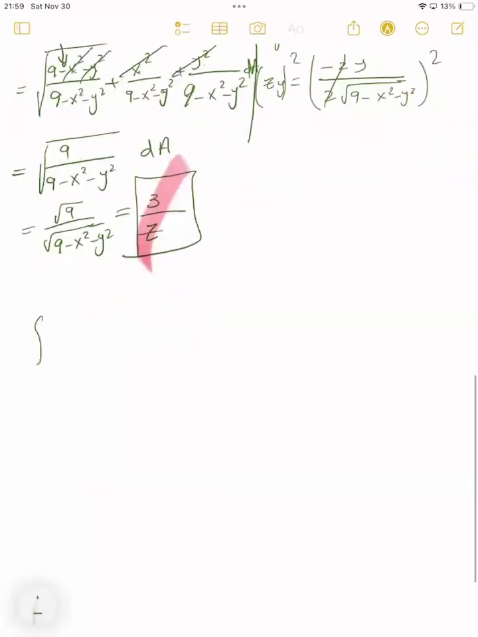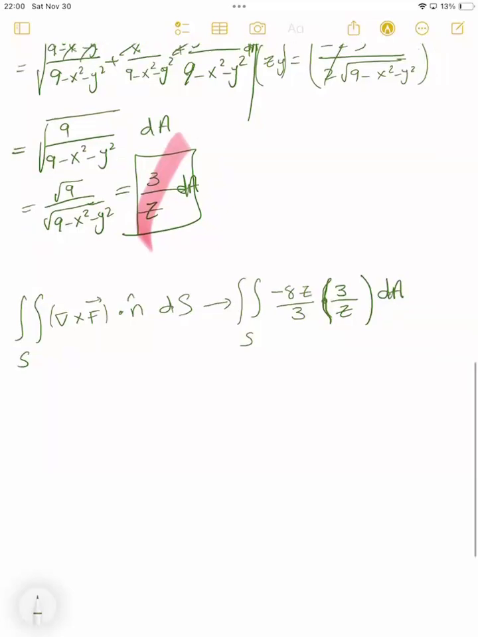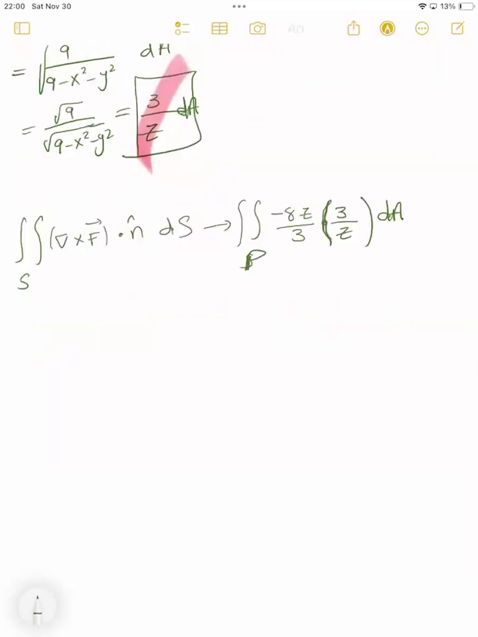Our integral was curl of F dot n dS over S. So I write what I have. I have negative 8z over 3 times, let me just put parentheses so it's not a dot product, 3 over z, and this is a dA over the region, now R.